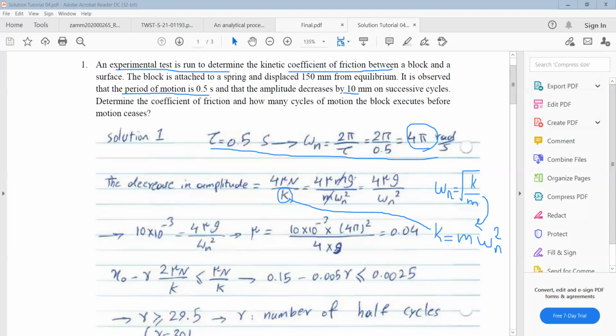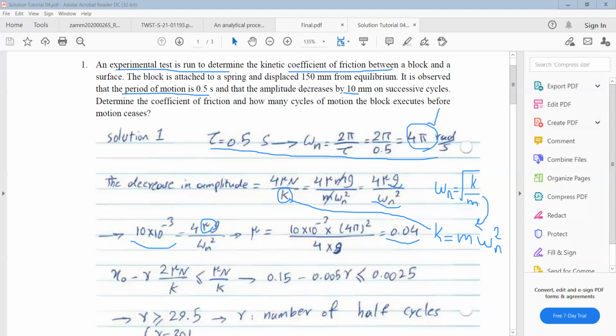So the decrease in the amplitude is equal to 4 times mu times g divided by omega n squared. g is 9.8, omega n is 4 pi, calculated here. And easily we can calculate mu because we know that the decrease in amplitude is 10 millimeter. So of course we need to convert it into meter. 0.01 is equal to this term, and we will have only one unknown, which is mu. We can solve this equation for mu and obtain that the coefficient of friction is 0.04.